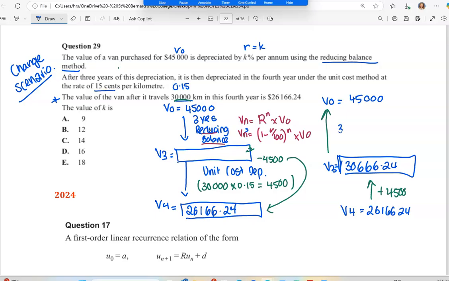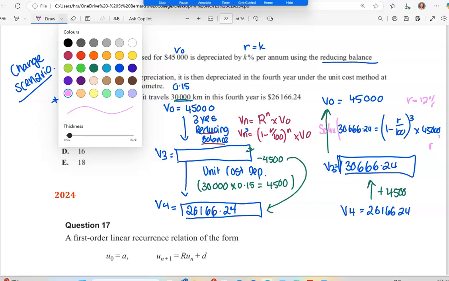So I'm going to say, well, V3 equaled 30,666.24, equals 1 minus r over 100. Now this is V3, so it's to the power of 3, times V0, which is 45,000. So when we have one little unknown in an equation, what can we do? I'll use solve, comma, r, and I'll find out that r equals 12%.